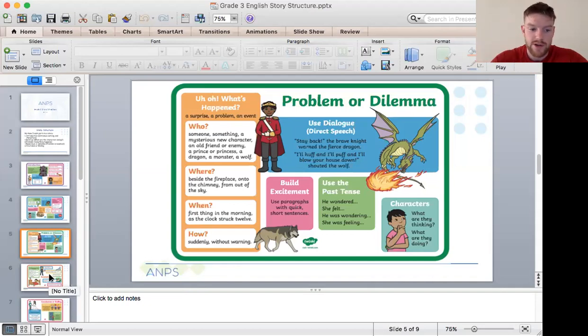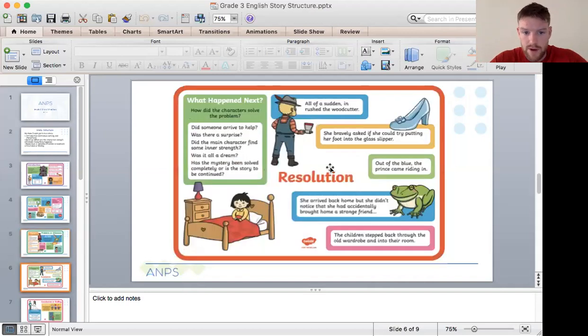The fourth part of our story, we need to resolve the problem. So this is our resolution. What happened next? How did the characters solve the problem? Did someone arrive to help? Was there a surprise? Did the main character find some inner strength? Was it all a dream? Has the mystery been solved completely, or is the story to be continued?